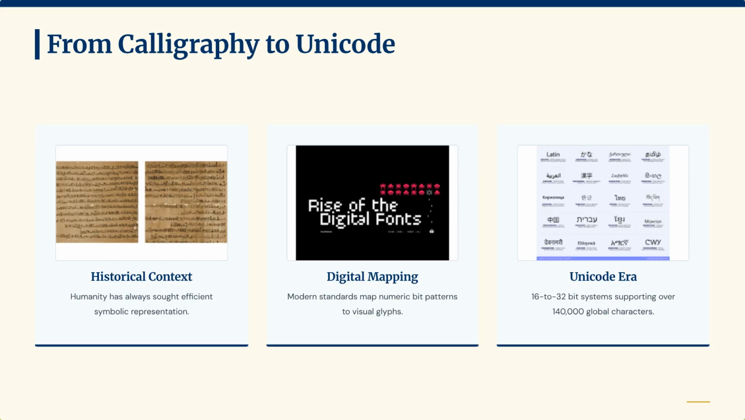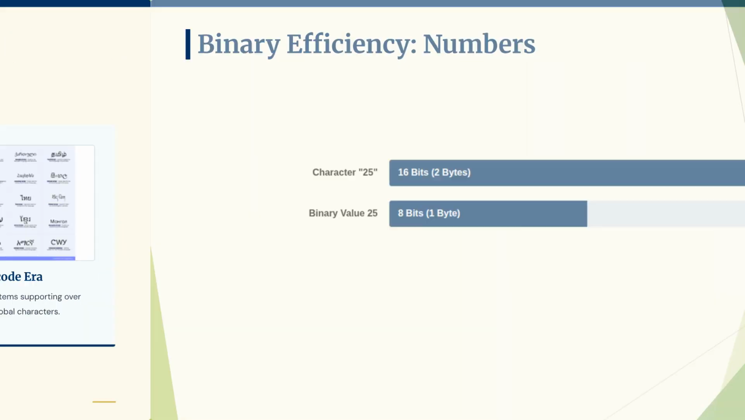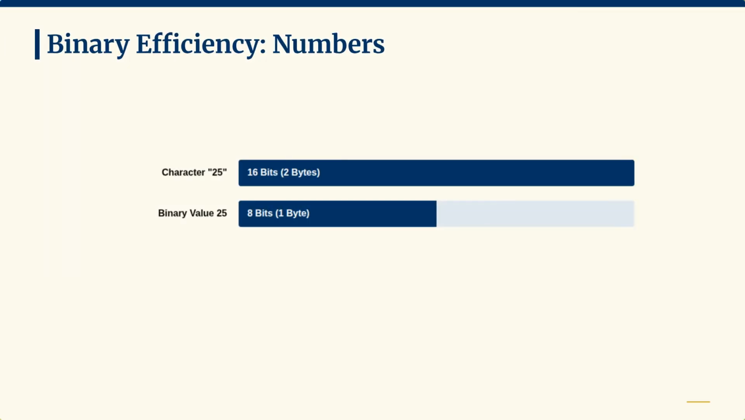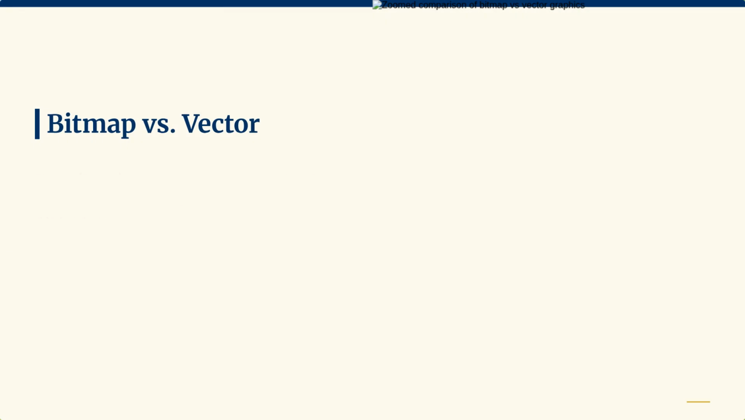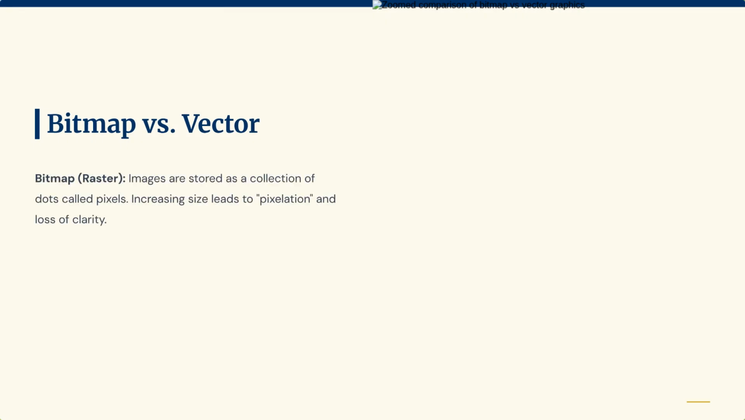Symbolic representation has evolved from early history to modern digital mapping. Today, the Unicode era provides 16 to 32-bit systems that support over 140,000 characters globally. Let's explore binary efficiency regarding numbers. Representing numeric values directly in binary notation is significantly more storage efficient than encoding them as strings of digit characters. Next, we contrast bitmap and vector graphics.